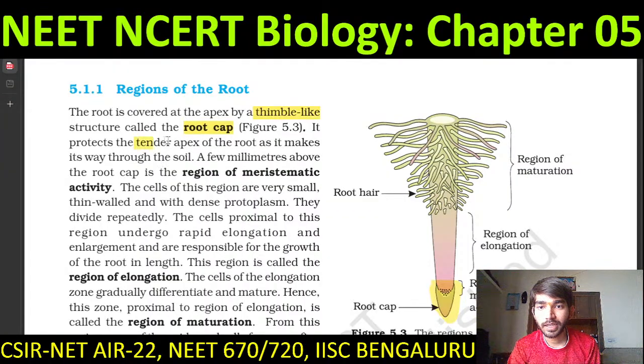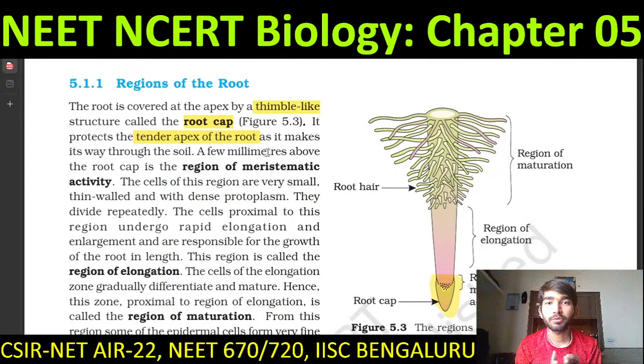It protects the tender apex of the root, or what I call the tapering portion of the root, as it makes its way through the soil. Now this is going to penetrate the soil and it is going to face a lot of external pressure. So how do we protect it? Using this root cap-like structure. A few millimeters above the root cap is the region of meristematic activity. This is very important because the cells need to divide faster, and that is why they have this region of meristematic activity. Meristems are the regions where the cells are actively dividing.